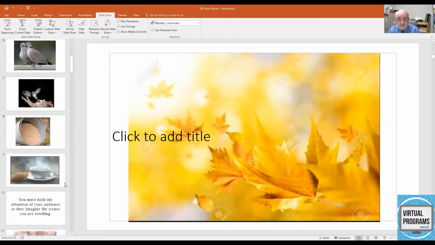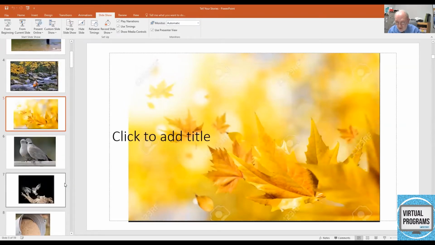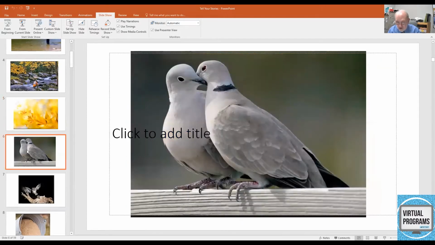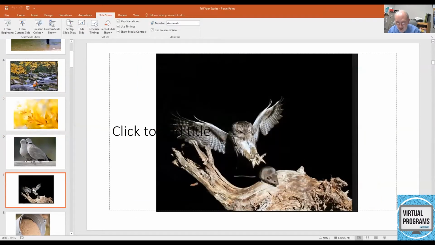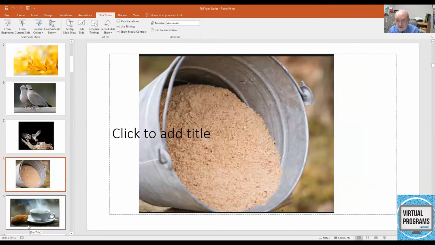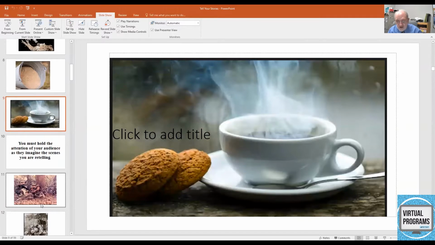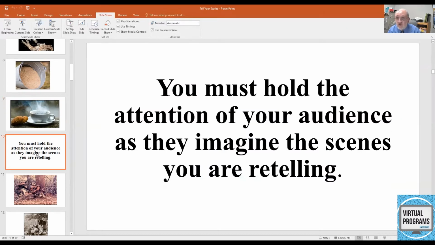Add color, such as golden, silently falling leaves, or sounds like gentle cooing of turtle doves, or perhaps the screeching of a barn owl attacking a helpless field mouse. And add smells, pungent piles of bur oak sawdust, or perhaps soft ginger cookies steaming and sending their spicy fragrances into the room. You must hold the attention of your audience as they imagine the scenes you are retelling.